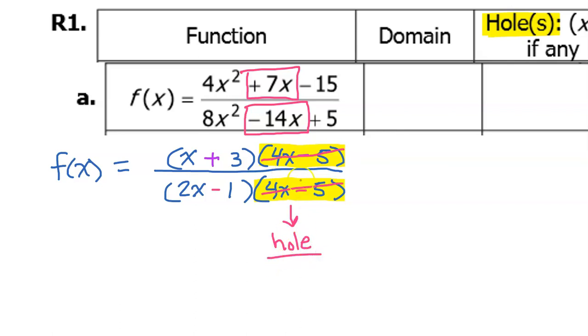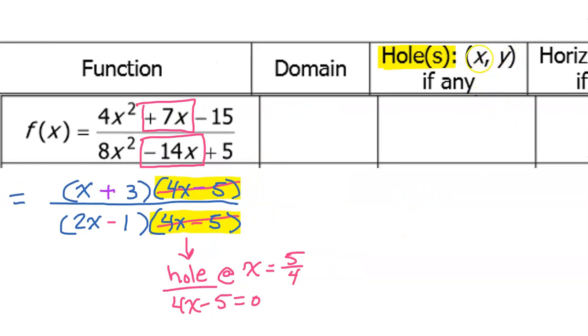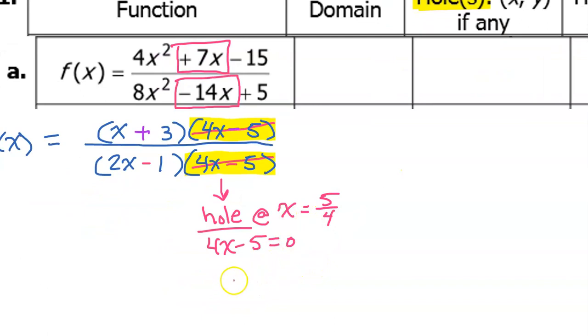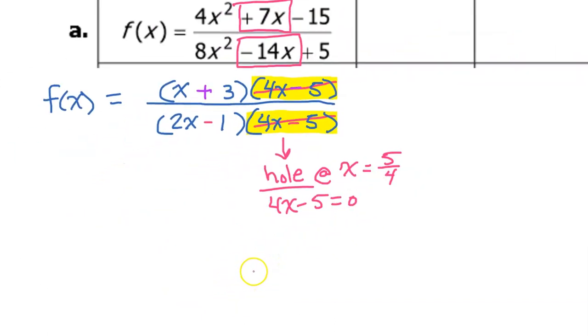Okay, and the way you get the hole is by setting this factor equal to 0. So if I take this 4x minus 5 and set it equal to 0, adding 5 to both sides and dividing by 4, we get 5 over 4. So that means there is a hole at x equals 5 over 4. Okay, they're telling us they want the x value and the y value though. So I've got the x value so far. How do I get the y value?